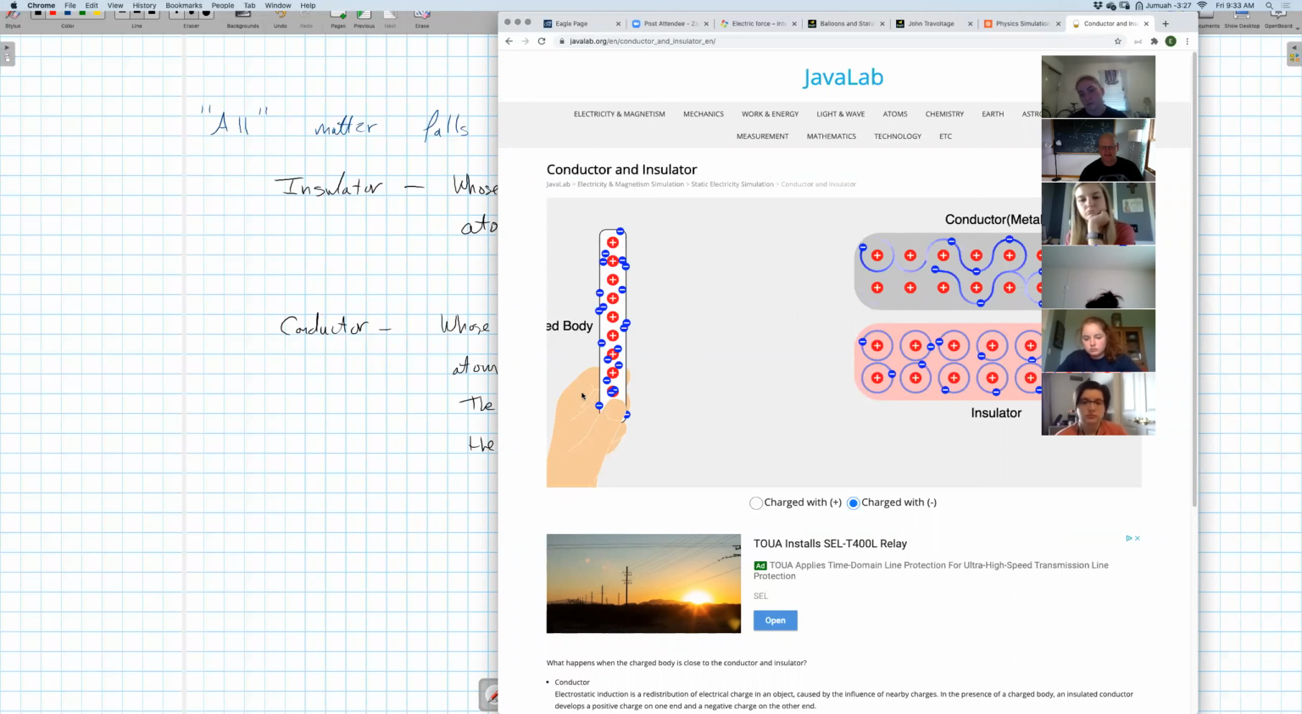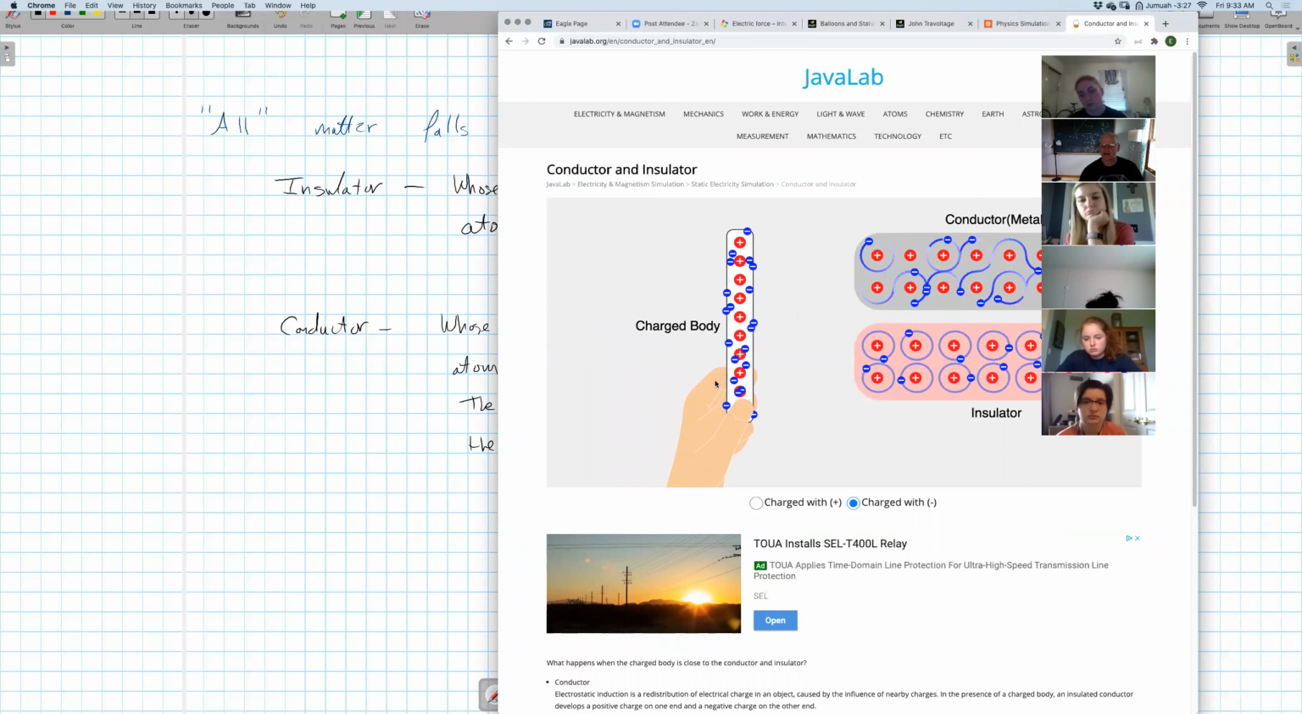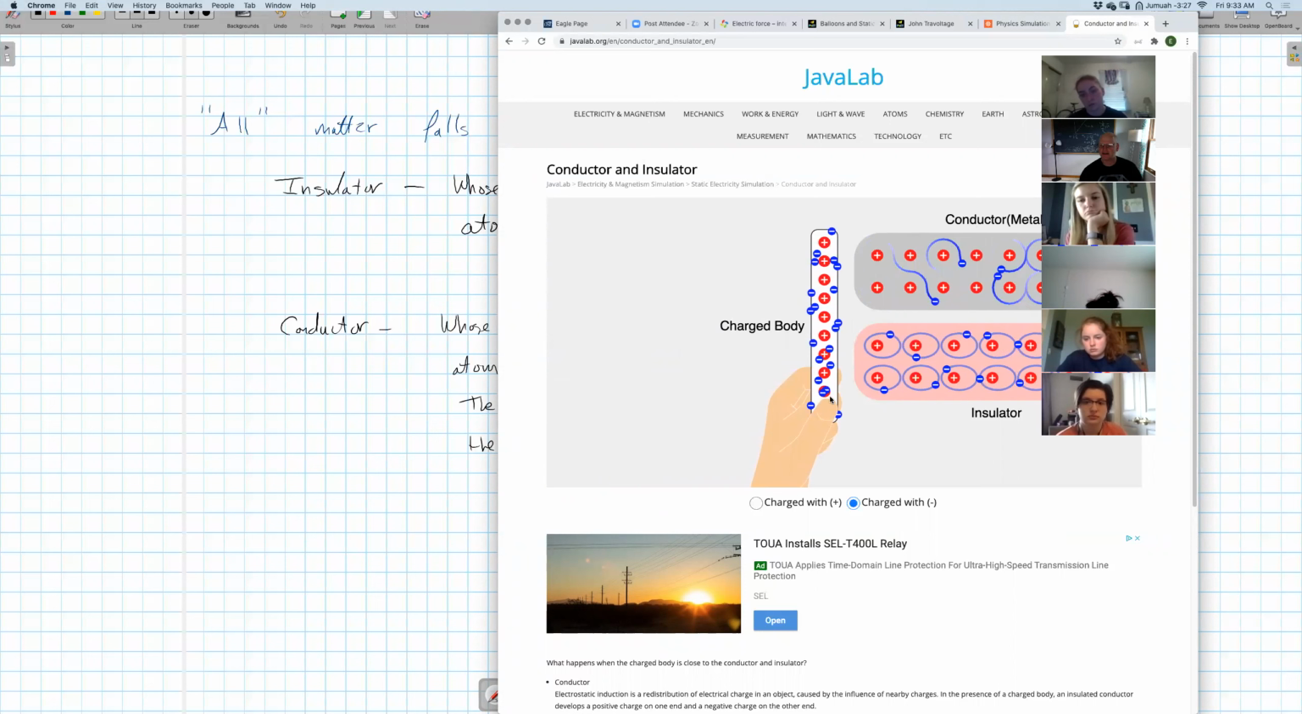So what'll happen if I take a charged body and bring it near here? In the insulator, I'm simply getting polarization. The negative charges are being slightly pushed away from the atom itself, causing a charge separation. This side becomes more positively charged, this side becomes more negatively charged, but they're still tightly bound. So I'm only getting a small charge separation. The material itself is doing what's called polarizing.